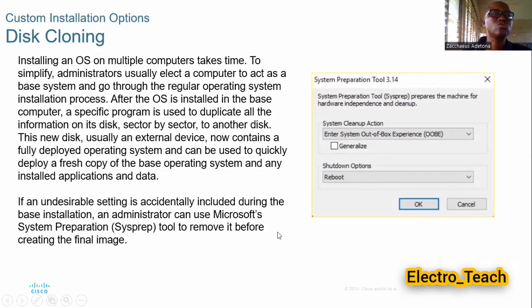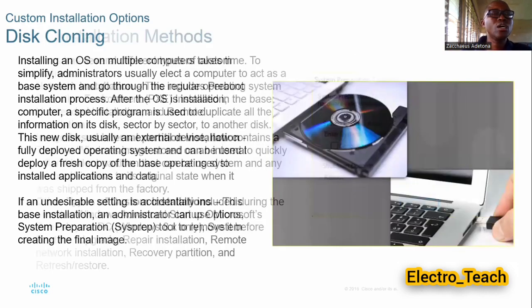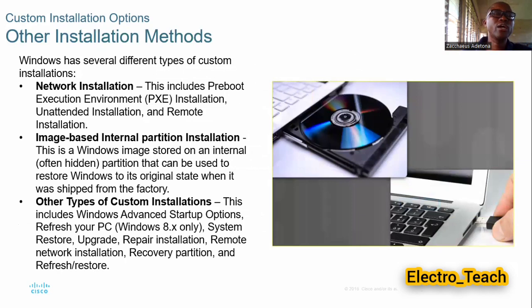So this is one method by which the Windows operating system can be installed on several computers. We have several other methods that are custom installation methods. And one of them is the network installation. For network installation, the operating system is installed from a computer network.